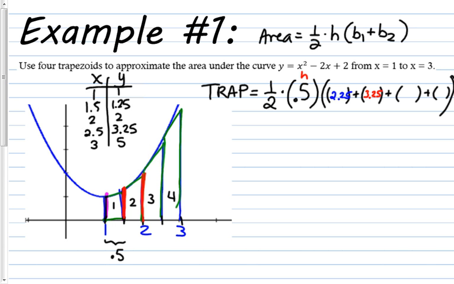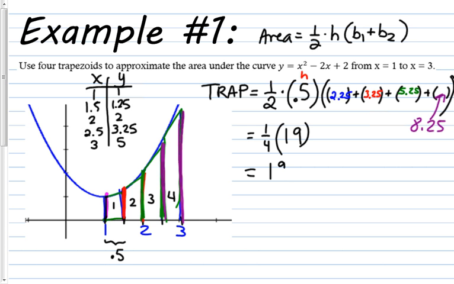For the next one, I'm going to use this base, which happens to be the base of the previous one, and then this base right here. So that's 2 plus 3.25, so that's 5.25. And then for the last one, I'm going to use this base right here, which is the one from the previous, and the last base. So that's 3.25 plus 5, so that's 8.25. All right, so 1/2 times 0.5, or 1/2 times 1/2, that's 1/4. And then 2.25 plus 3.25 plus 5.25 plus 8.25, that's 19. So my answer is 19 over 4, or if you really must, 4.75.